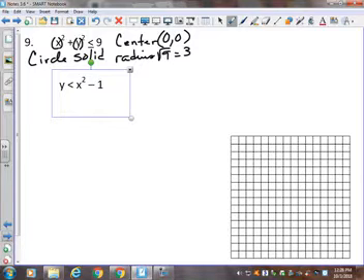Technically, wouldn't that be plus or minus 3? Would that have anything to do with why I go up 3 and down 3, left 3 and right 3? Absolutely. All right. This is our parabola, solid or dotted?